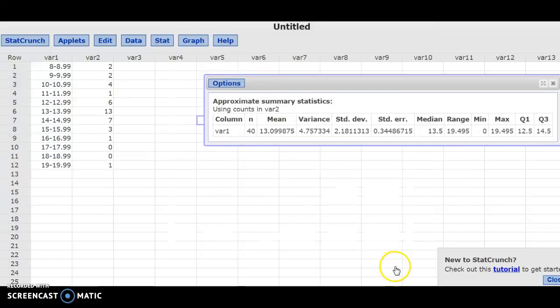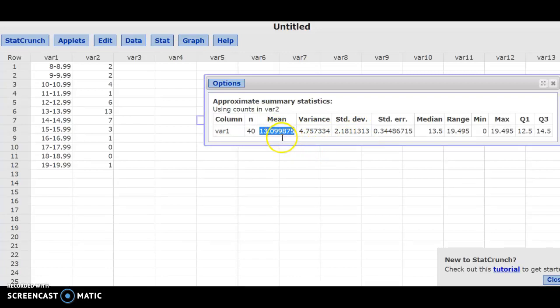Hit compute. And notice I didn't deselect anything, but what I really want to look at here is the mean. And if you compare to what your textbook tells you by hand, it's actually telling you 13.1. And what I want you to remember is that this is an approximation. You don't know if these two individuals are 8.1, 8.9. So all of this is an approximate mean, an approximate variance, standard deviation, etc.